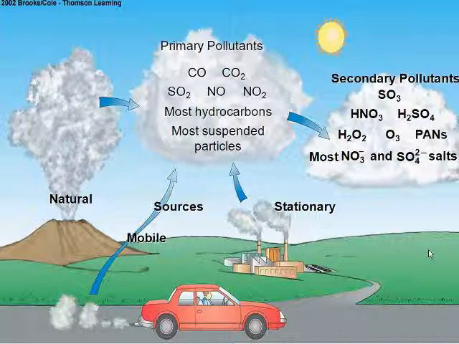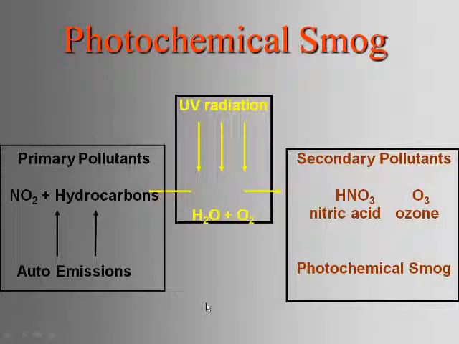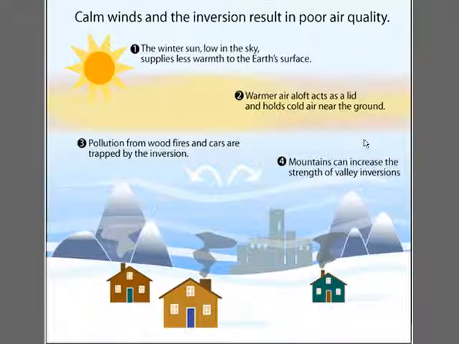Here's a diagram summarizing exactly what I've been talking about, the primary versus the secondary pollutants, and then from your sources, a natural source like a volcano, a stationary source like a power plant, and a mobile source like a car. So pretty self-explanatory. Photochemical smog is coming from mixing in with the sunlight, essentially. So you have the primary pollutants combining with UV radiation and then ending up with nitric acid and ozone, which is a photochemical, a little bit different chemical compound than you would see originally.